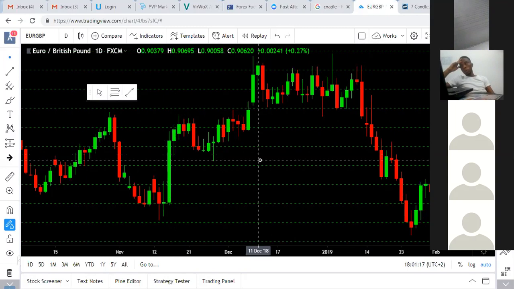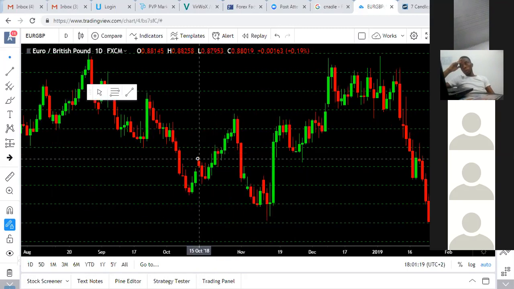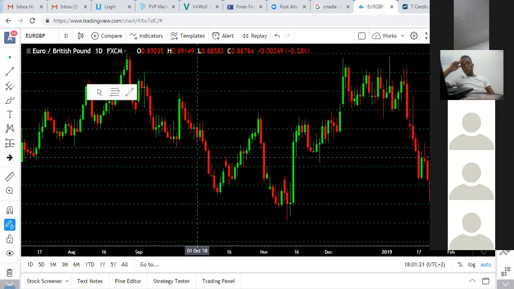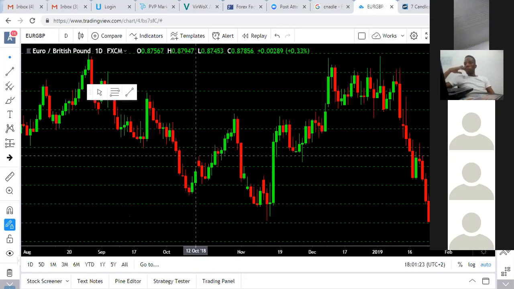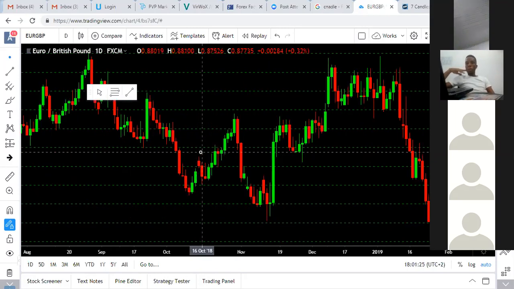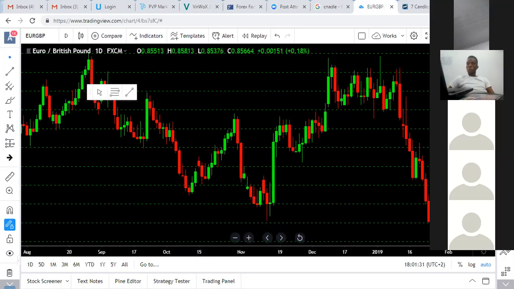Wicks are very important. I use candle wicks to enter the market. Each time I see a wick or a rejection in the direction of price, I always feel like I can take a new position. So wicks are very important in the market. So that is it for candlesticks.